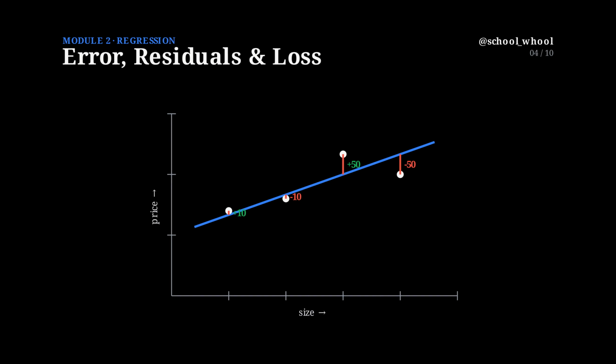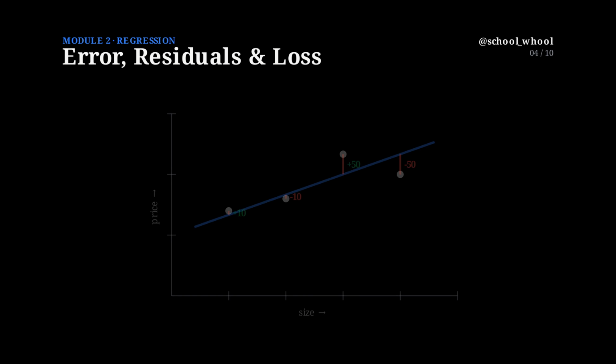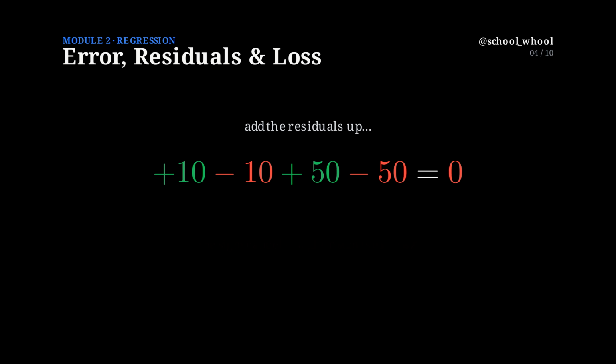Actual minus predicted. If the dot sits above the line, the residual is positive. Below the line, it is negative. Now, the obvious idea is to add all the residuals up. But watch what happens. The positives and negatives cancel out, and the total collapses towards zero, even for a terrible line. So a plain sum is useless.